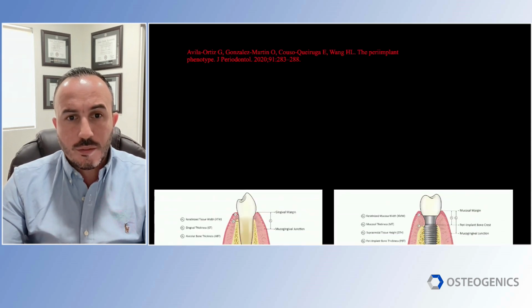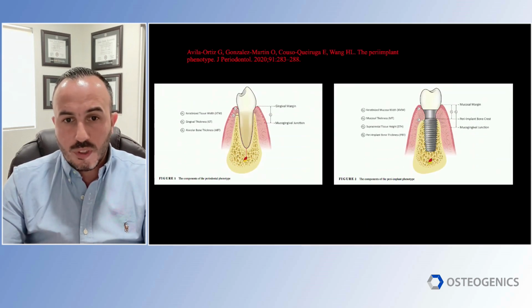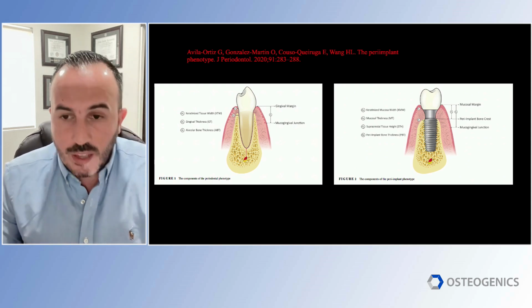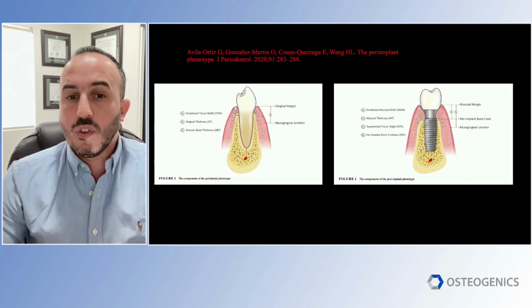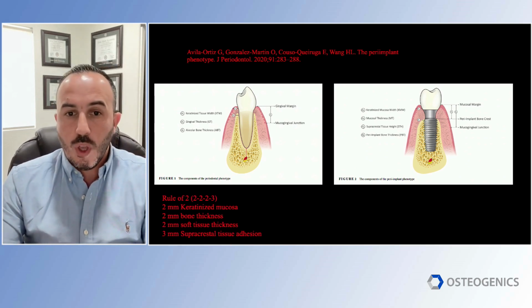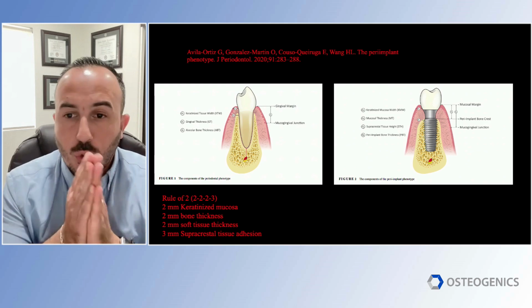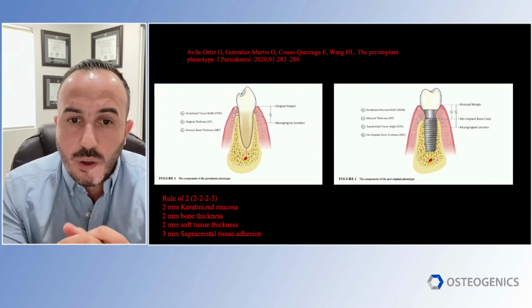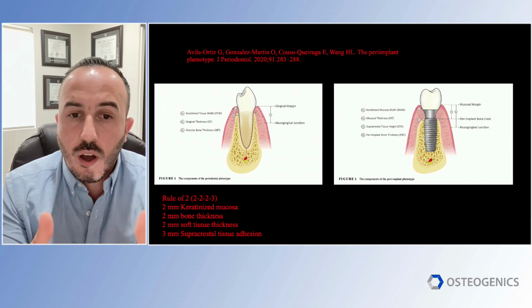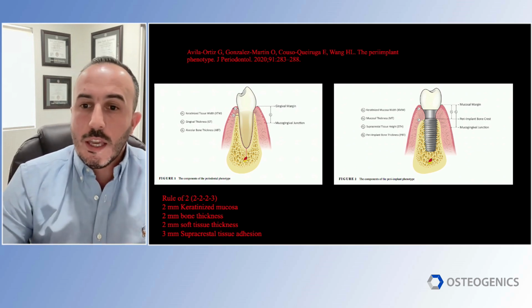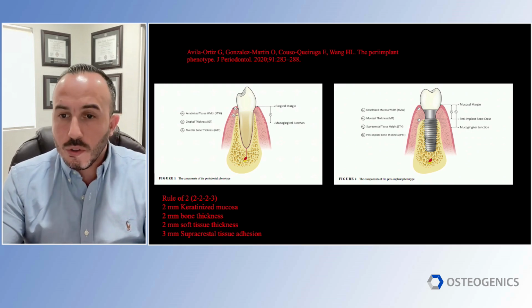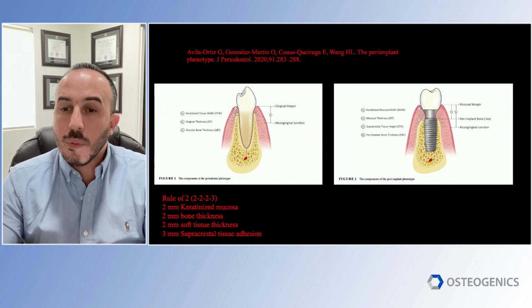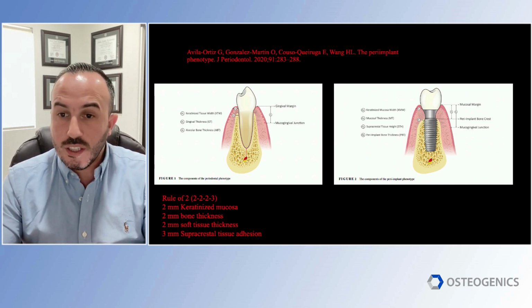Now going next, this is a very important article by Gustavo Avila-Ortiz and Hom-Lay Wang's group that I would love you to take home with you, where it talks about the rule of two. Natural teeth and implants behave differently. Fibers around teeth insert on the root surface perpendicularly. Around implants, fibers run parallel to the implant surface. We have attachment around teeth. Around the implant abutment, we have what we call an adhesion.